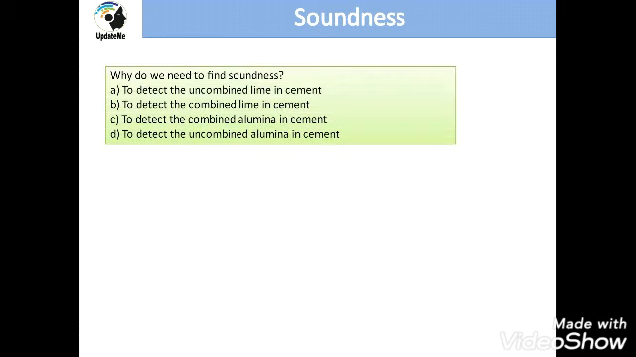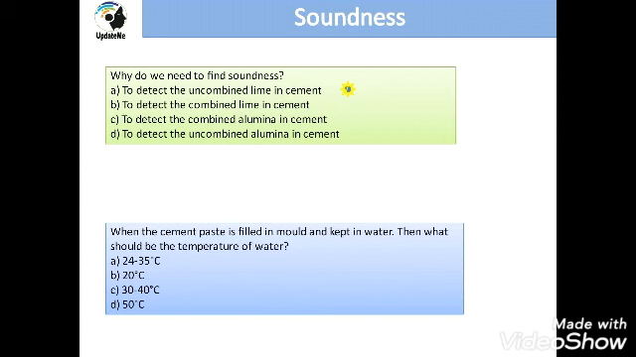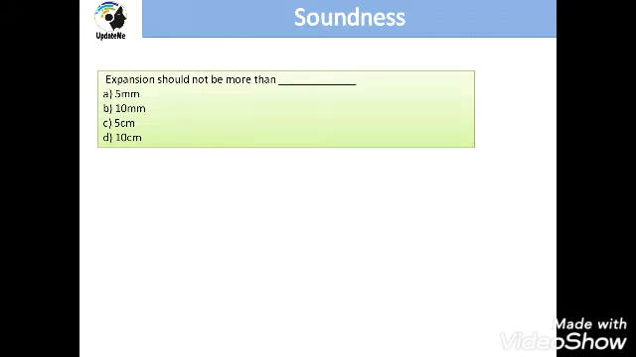Next one, why do we need to find the soundness? As we have already seen, we find the soundness to find out the lime and magnesia constituents. Here you can see the uncombined lime present. When the cement paste is filled in the mold and kept in water, what should be the temperature of the water? It should be 27 degrees, as we have seen, so it comes under the range of 25 to 35. Expansion should not be more than 10 mm.